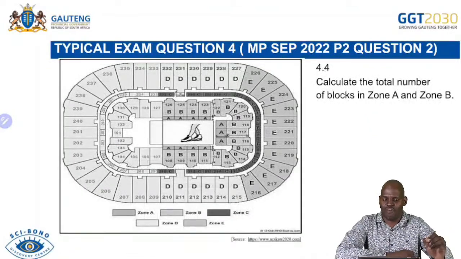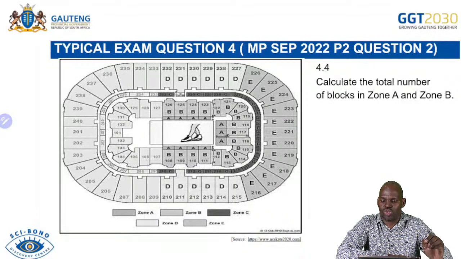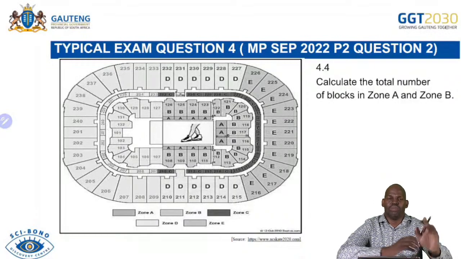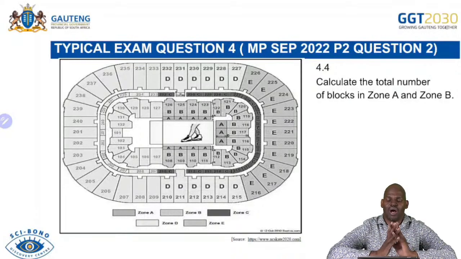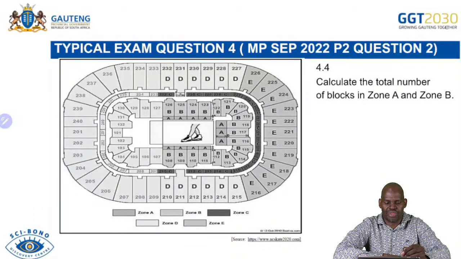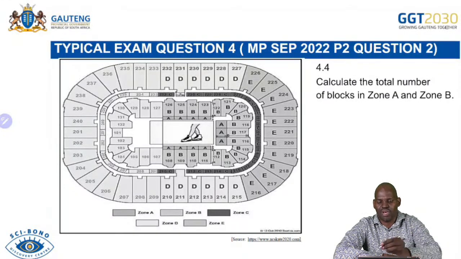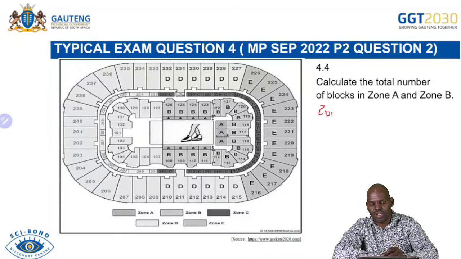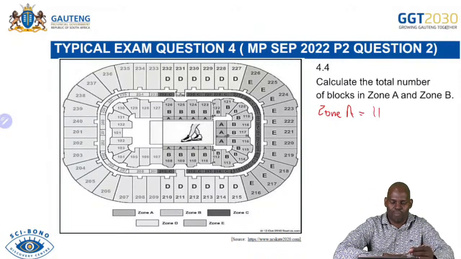Okay, then number 4.4: calculate the total number of blocks in zone A and zone B. So it means they want to know the total number. What is the total when you add them together? So zone A, we have to count zone A. If I look at the A's, I've got 1, 2, 3, 4, 5, 6, 7, 8, 9, 10, 11. So zone A, I've got 11. And then what about B?